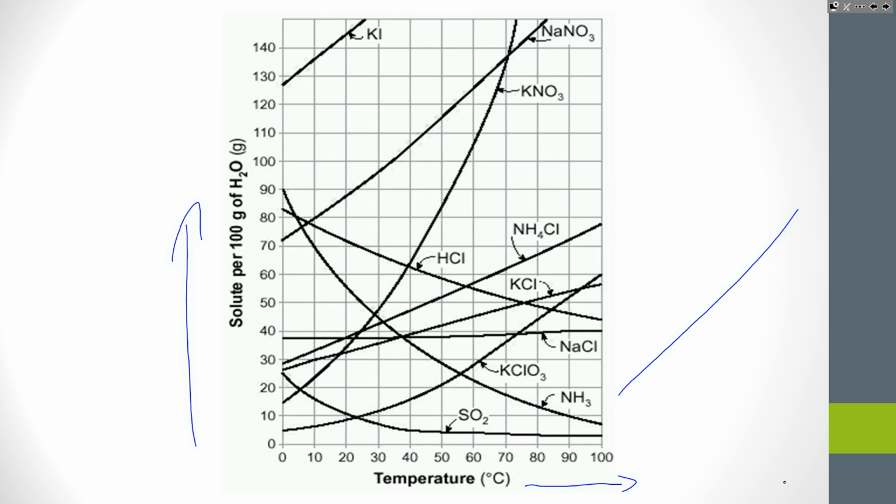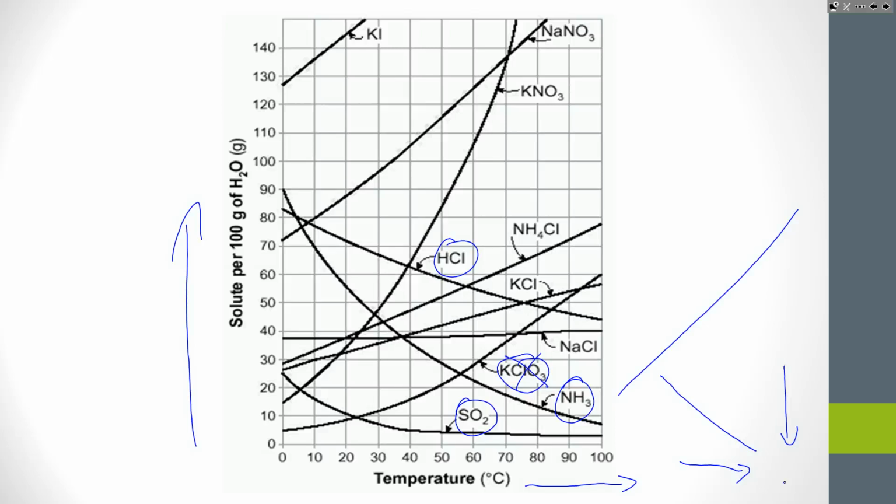Now there are a few that go down, and there are some special cases with that. You'll notice that HCl, NH3 and SO2 all have curves with negative slopes. They're all going downwards. That means temperature is still rising, but the solubility is dropping. So these things are becoming less and less soluble as temperature rises. That indicates to us that those things are gases. Remember that gases are less soluble with high energy or high temperature, and solids are more soluble.